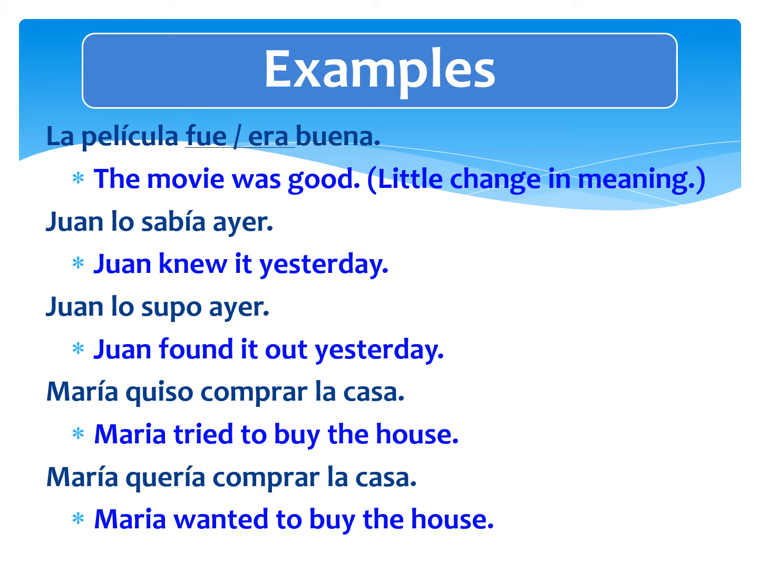María quiso comprar la casa means that she tried to do something. María quería comprar la casa. She wanted to buy the house. So typically with mental processes we use the imperfect, and if we use some of these with the preterite, it can change the meaning of the verb.